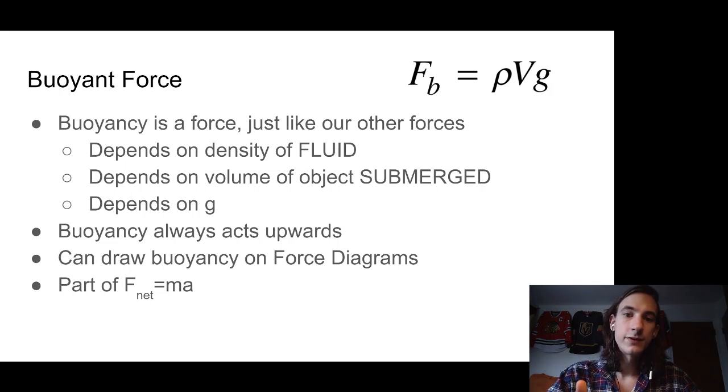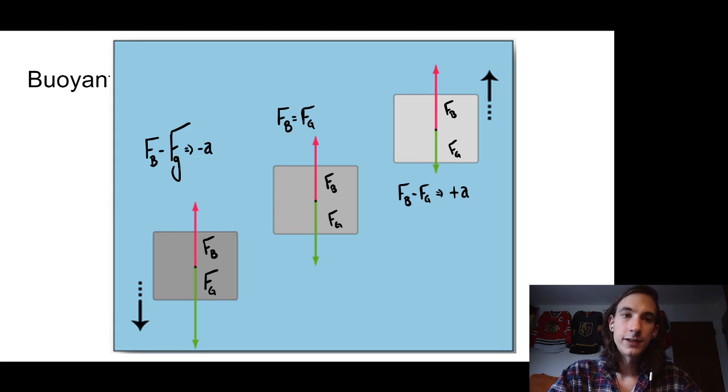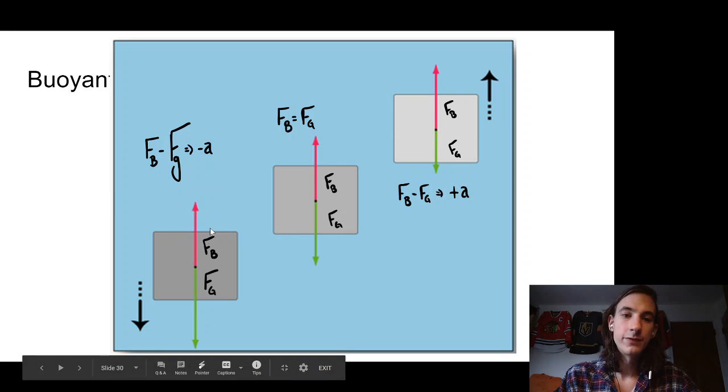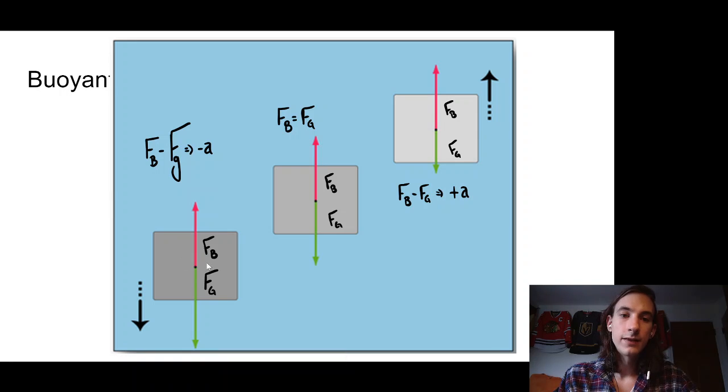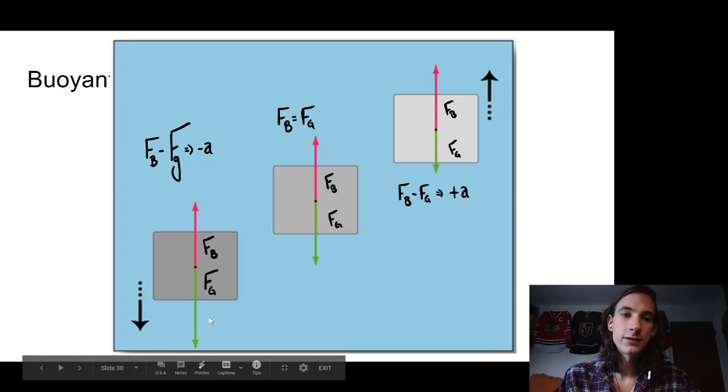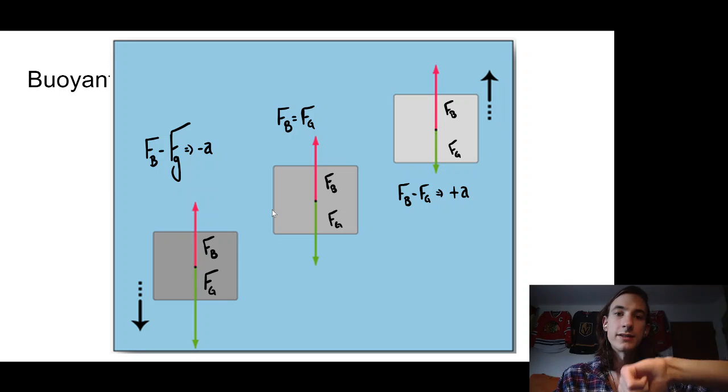And then buoyancy is always going to act upwards. And you can draw the buoyant force on a force diagram, just like you did before. And we can include it when we want to figure out the acceleration of an object in an F net equals mass times acceleration equation. So if we're looking at some situations with buoyancy, we have situations where an object will sink downwards. So if we look at our force diagrams, the buoyant force is less than our gravitational force. So we have this net negative acceleration. Our object will accelerate downwards.